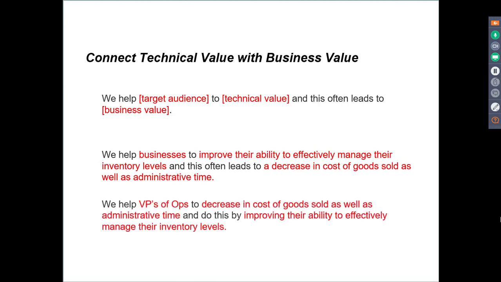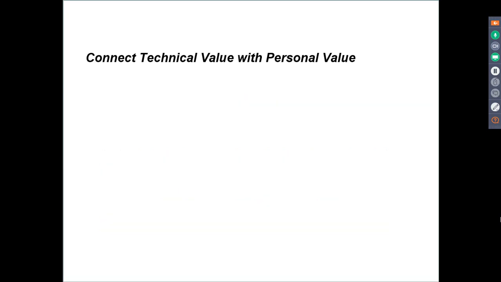We help VPs of ops to decrease cost of goods sold as well as administrative time, and we do this by improving their ability to effectively manage their inventory levels. So the difference between these two examples is the order of technical and business. The first one is technical first, business second. The second one is business first, created by the technical improvement.